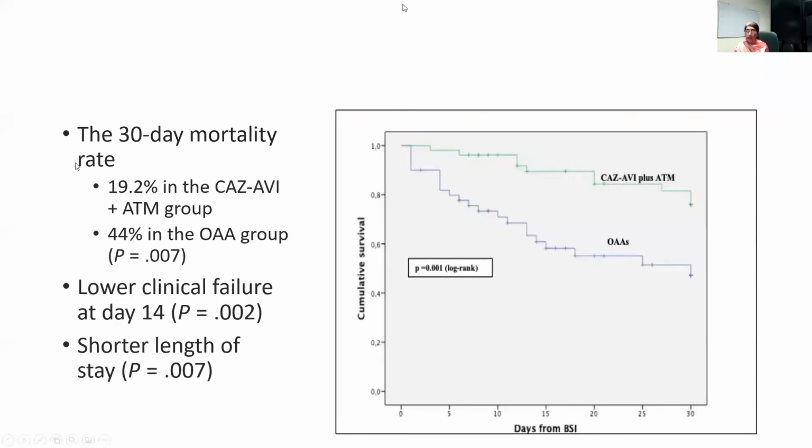It was found that 30-day mortality was 44% in patients who received the other antibiotics, but it was 19.2% in the patients who received the combination of ceftazidime avibactam aztreonam. The figure shows the cumulative survival of the ceftazidime avibactam aztreonam combination was much better as compared to the other agents. Clinical failure at day 14 and length of stay were also shorter for the patients who received this combination. So at present, the recommended treatment for metallo-beta-lactamase producers is a combination of aztreonam with ceftazidime avibactam, but unfortunately both of these drugs are not available here.